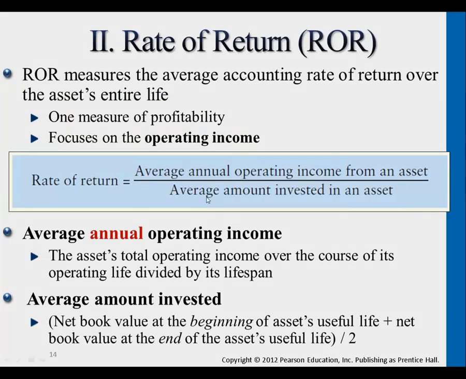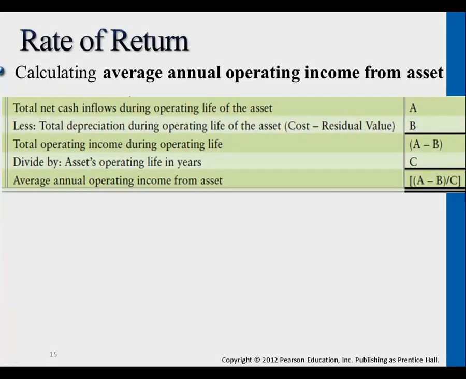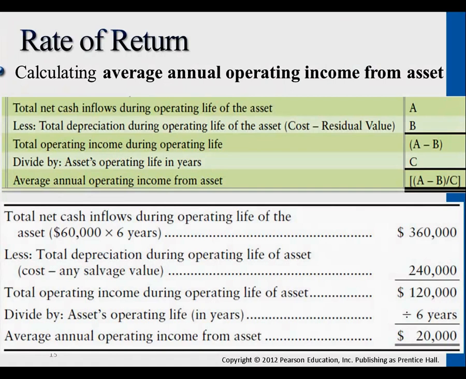Sorry, what am I saying? Hold on a second. Yes, first is the first one. Let's talk about the first one, and that's how we're going to get our average operating income from an asset. So let me show you an example. Sorry, I might have confused you.